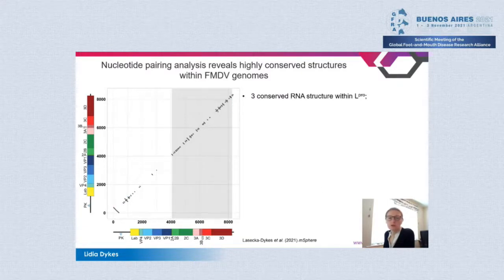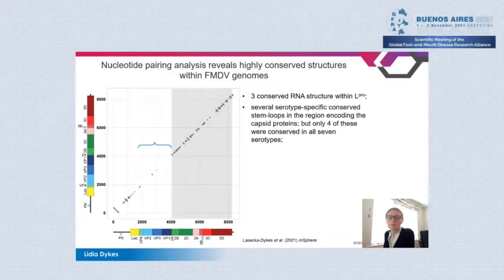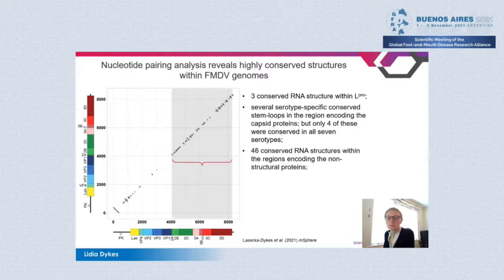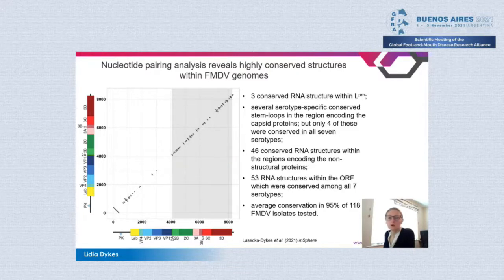Looking at the open reading frame, 3 conserved stem loops were localized within the region encoding the L protease. Several serotype-specific conserved stem loops were found in the region encoding the capsid proteins. However, only 4 of these were conserved in all 7 serotypes. 46 highly conserved RNA structures were found in the region encoding the non-structural proteins. Overall, 53 structures, which were conserved among all 7 serotypes, were found within the open reading frame, and on average, these structures were conserved in 112 of 118 FMDV isolates tested.